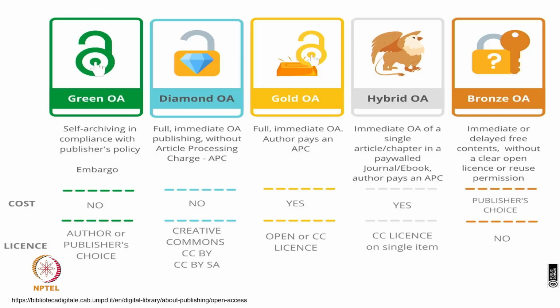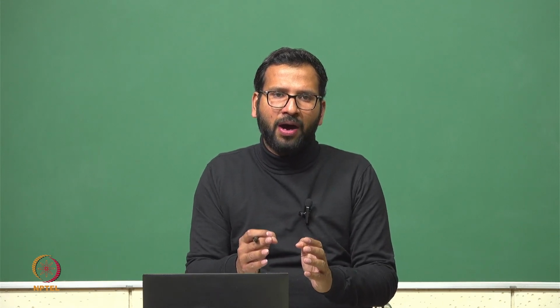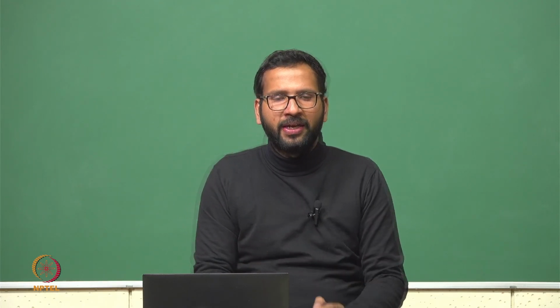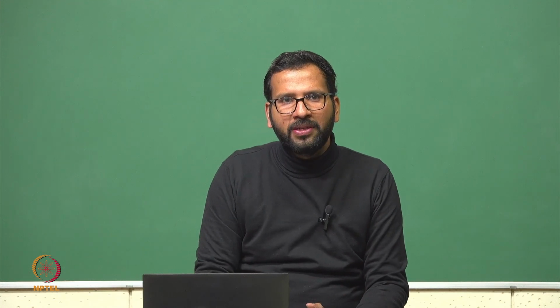Then the third model is the diamond model, which is partly different from green and gold. So in green, there is some embargo on publishing the final version. In diamond, there is no such embargo. As soon as the article is published, it is made open access. In the gold model, for immediate publication of an article under open access, it requires APC. Under the diamond model, there is no APC. And lastly, diamond open access model journals follow Creative Commons licenses like CC BY or CC BY SA.